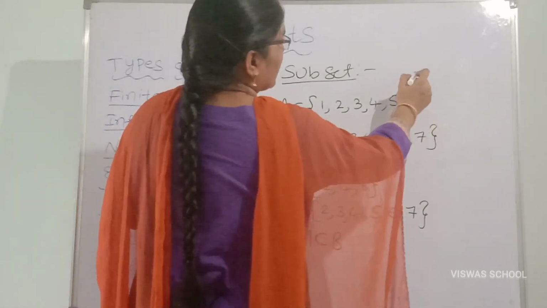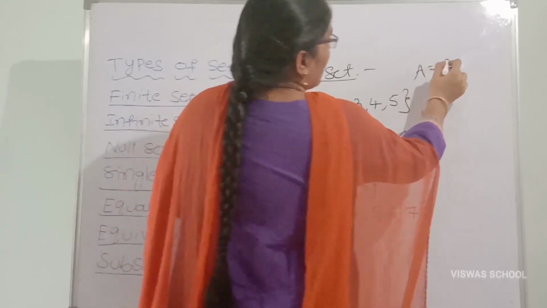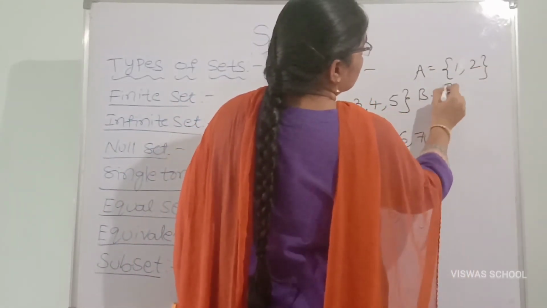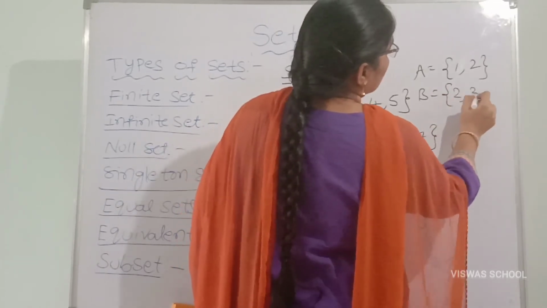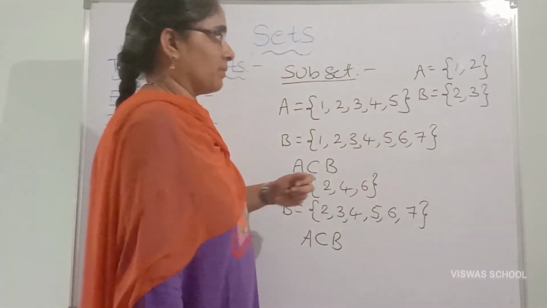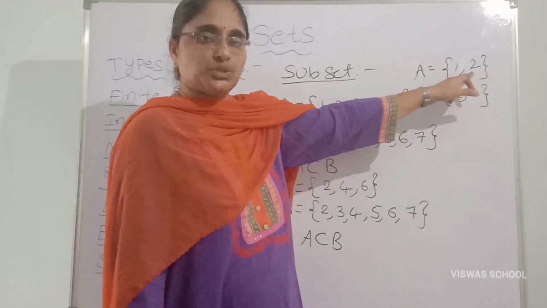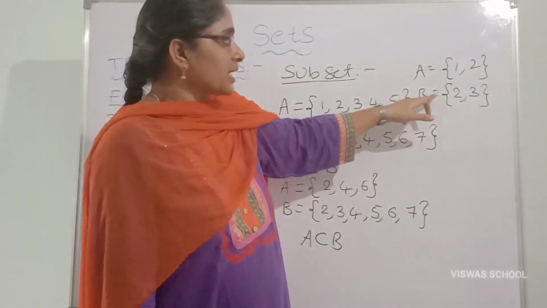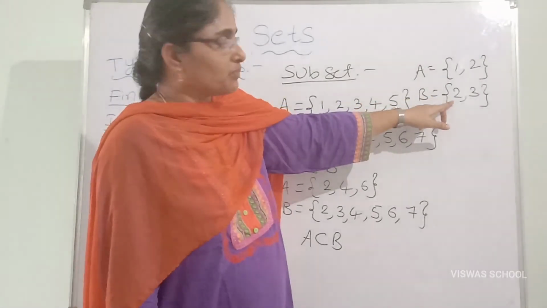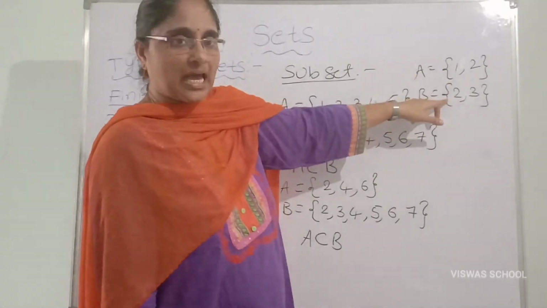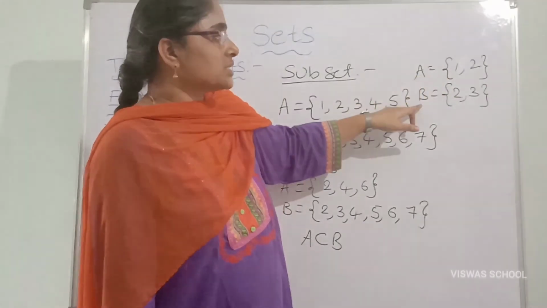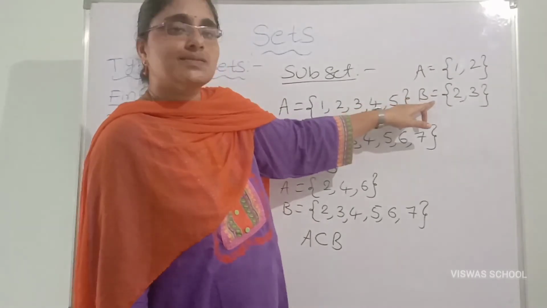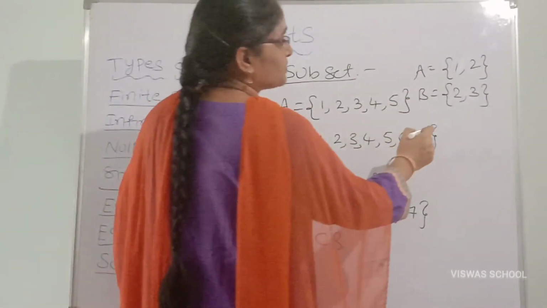And if it is A equals, I am writing, 1, 2, and B equals 2, 3. Here A has 1 and 2 as the elements, and B has 2 and 3 as the elements. In the second set we are having only 2. One element we are not having. That's why A is not a subset of B. All the elements are not in set B. That's why A is not a subset of B.